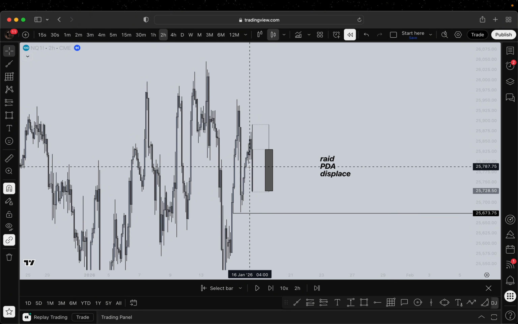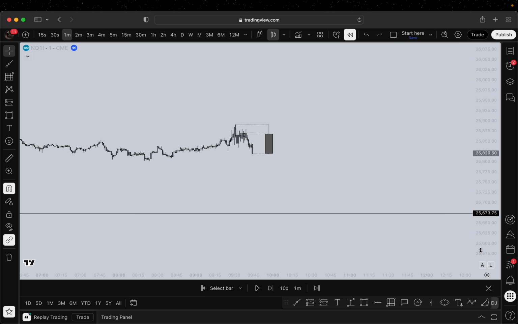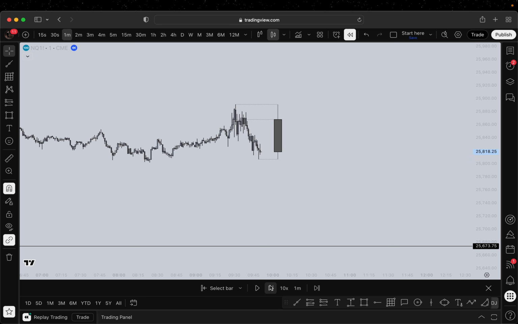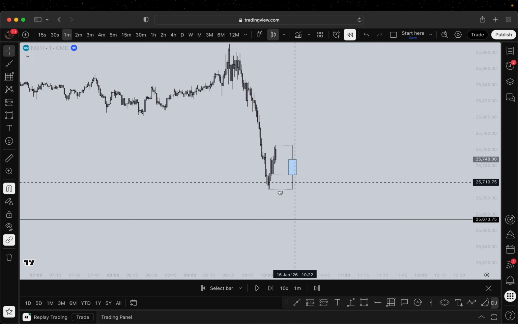You have the raid on liquidity. You have the PD array, that being the fair value gap, and you somewhat do get displacement on the low time frame. I wouldn't call it anything crazy, but you can see whenever we run lower, we do have a little bullish leg that people thought was going to bring us higher, right? You can see right here, we're disrespecting bearishness. But why does this not matter, apart from obviously being the low time frame?